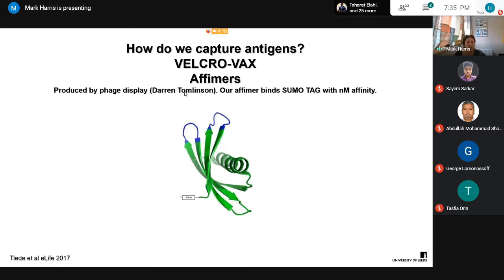And because we want to generate a generic system, we want something that would mean we could attach a lot of different proteins, whichever antigen we wanted. So we developed affimers that bind to a tag, and the affimers bind to a SUMO tag. SUMO tags are used for protein purification. They're one of the tags that can be used, like a His tag, and this particular affimer will bind to the SUMO tag with nanomolar affinity. So therefore it can capture and allow us to display proteins that have a SUMO tag.